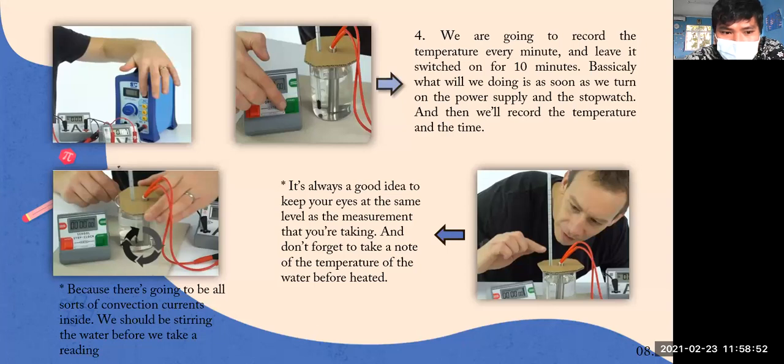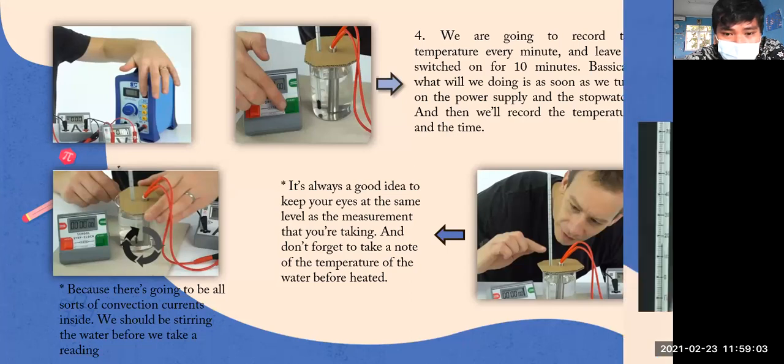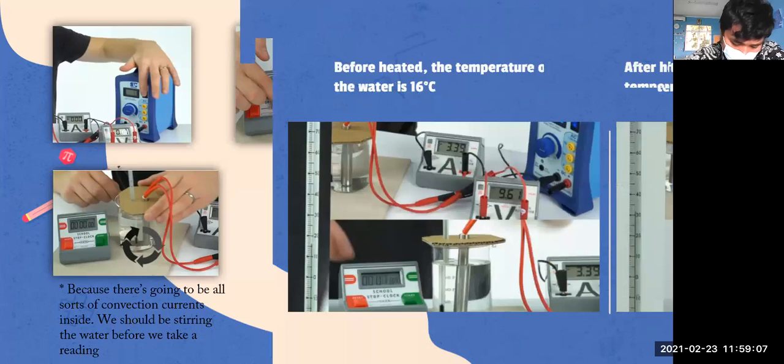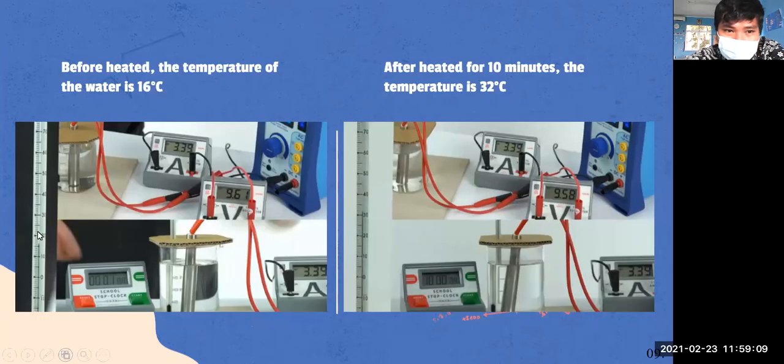Because there are going to be all sorts of convection currents inside, we should be stirring the water before we take a reading. Before heating, the temperature of the water is 16 degrees Celsius. After heating for 10 minutes, the temperature is 32 degrees Celsius.